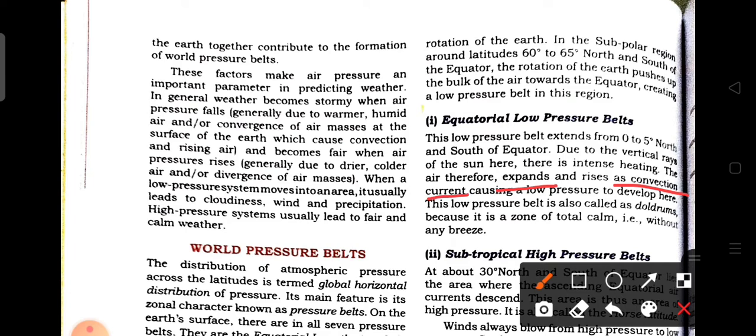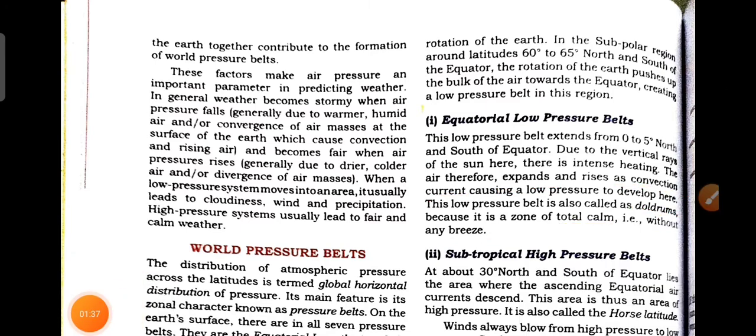This low pressure belt is also called the doldrum because it is a zone of total calm, that is, without any breeze. Why is this called a doldrum? Because doldrum means a state or period of stagnation or depression. That's why the equatorial low pressure belt is also called the doldrum.